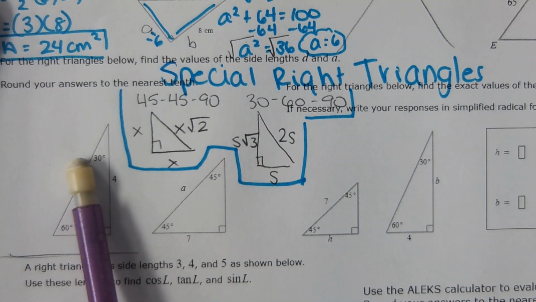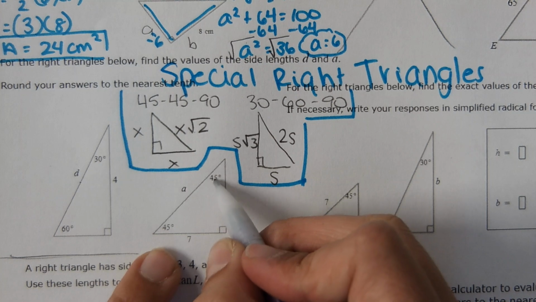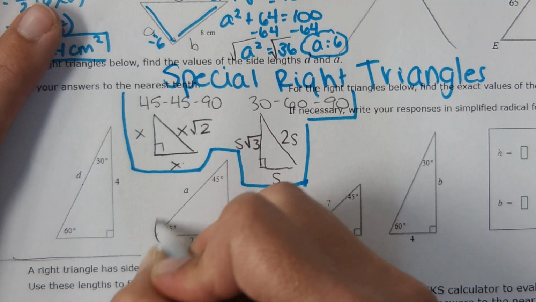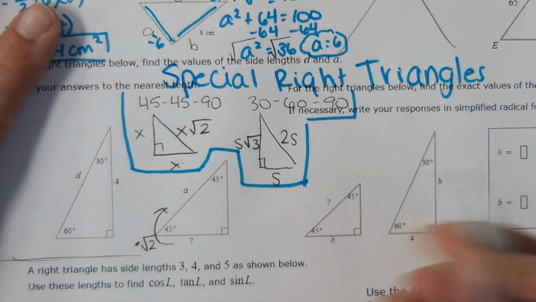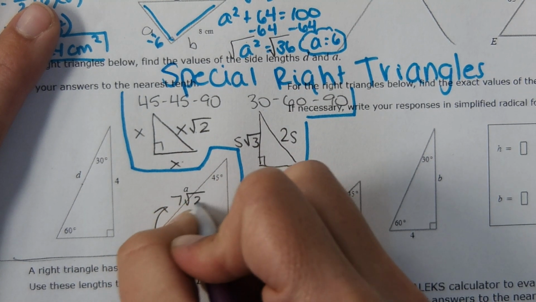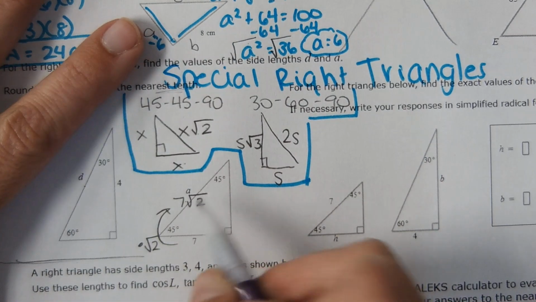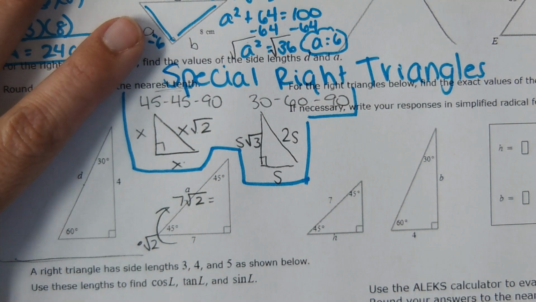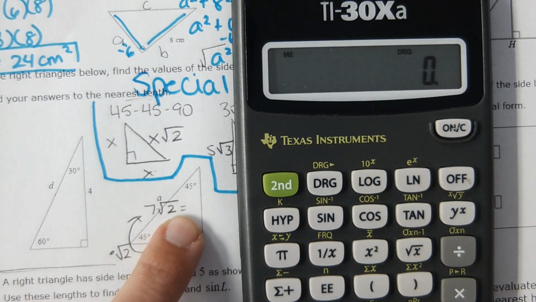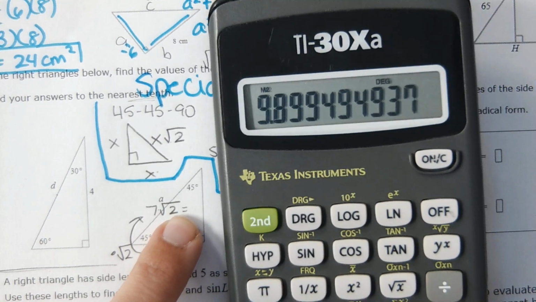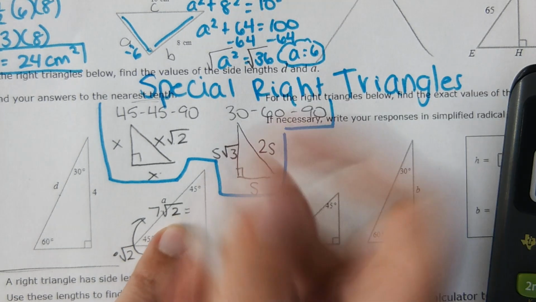Okay. So here, let's see. So this is a 45, 45, 90. So to go from this to this, we multiply by square root of 2. So we get 7 square root of 2. And it says to round our answer to the nearest tenth for this one. So we're going to plug it into a calculator, 7 times square root of 2. We get this number, which would round to 9.9.